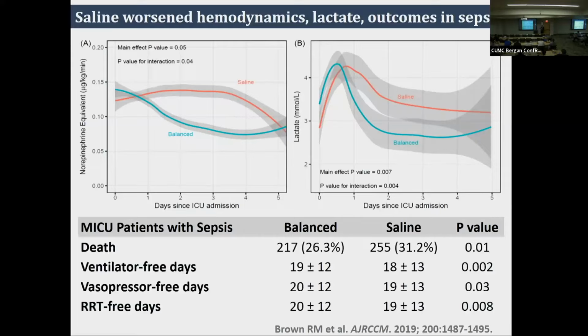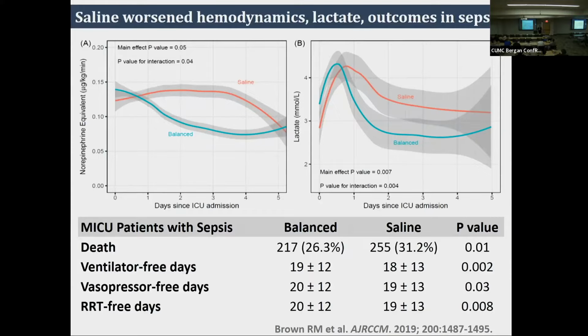What about numbers? So here are the actual numbers for these patients. A 5% absolute reduction in death for patients with septic shock, which if true, and the meta-analyses say it's probably true, but not this big, right? But if true, this would be the best treatment that we have for patients with septic shock, would be balanced fluids.